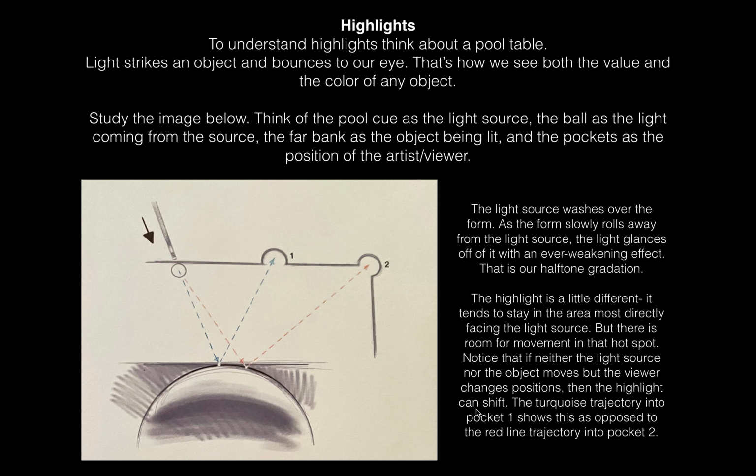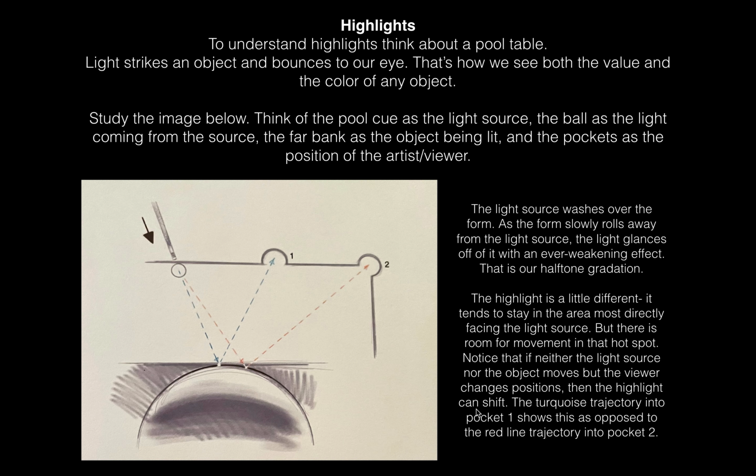Right? So the highlight is a little different. It tends to stay at the area most directly facing the light source, but there is room for movement in that hot spot, which is really interesting. So notice that if neither the light source nor the object moves, but the viewer changes position, then that highlight can shift.